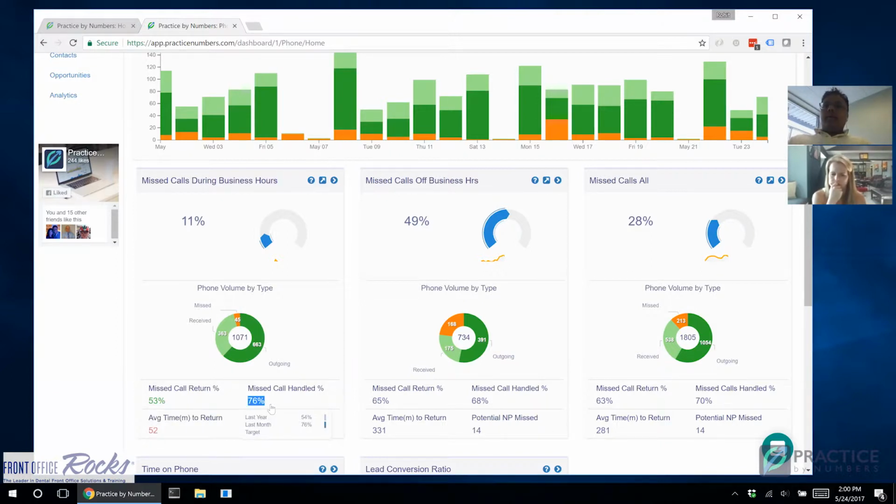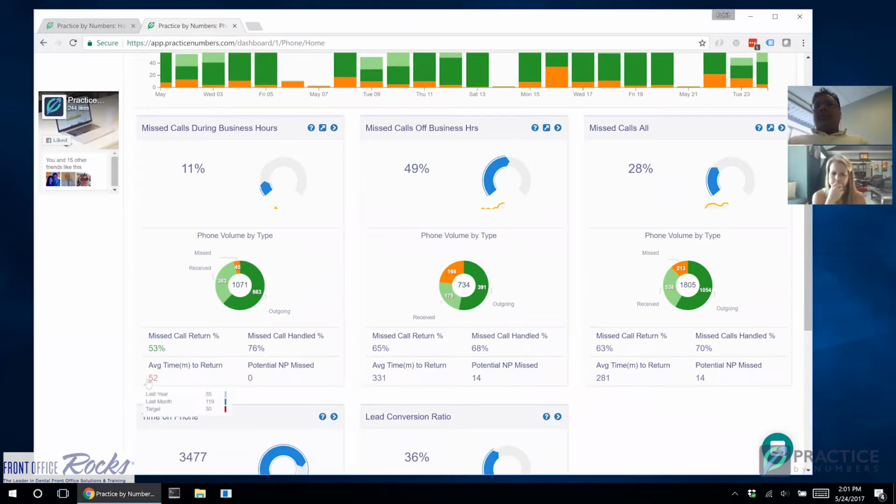And they handled 76. So three-quarters of the calls were handled, meaning they either called back or the patient called them back, or whatever may have happened. Okay, so three-quarters of the missed calls were handled, and it took them an average of 52 minutes to call them back.